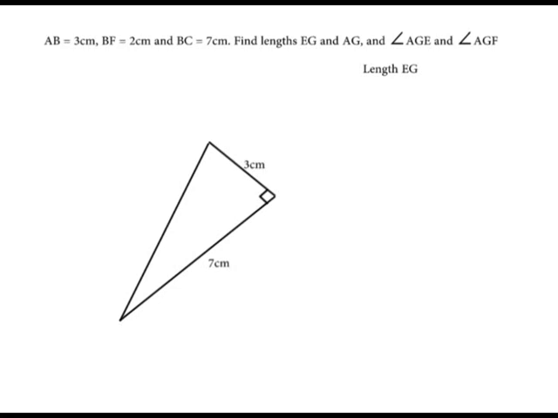Using Pythagoras' theorem, EG squared is equal to 3 squared plus 7 squared. To find EG, you are going to have to find the square root on both sides. And you shall get EG is equal to 7.62 centimeters.